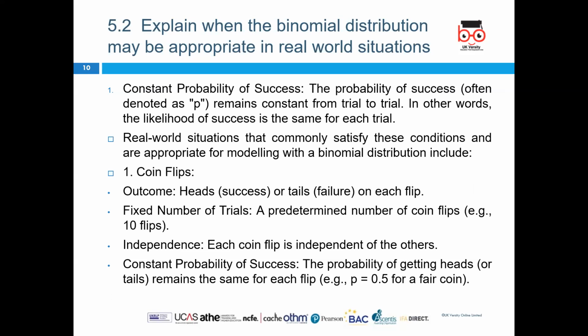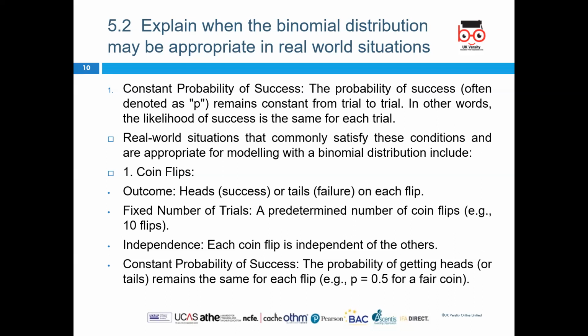The next one is constant probability of success. The probability of success remains constant from trial to trial. In other words, the likelihood of success is the same in each trial. So in the binomial distribution, the probability of success of either heads or tails is 0.5, which is the same for each trial.